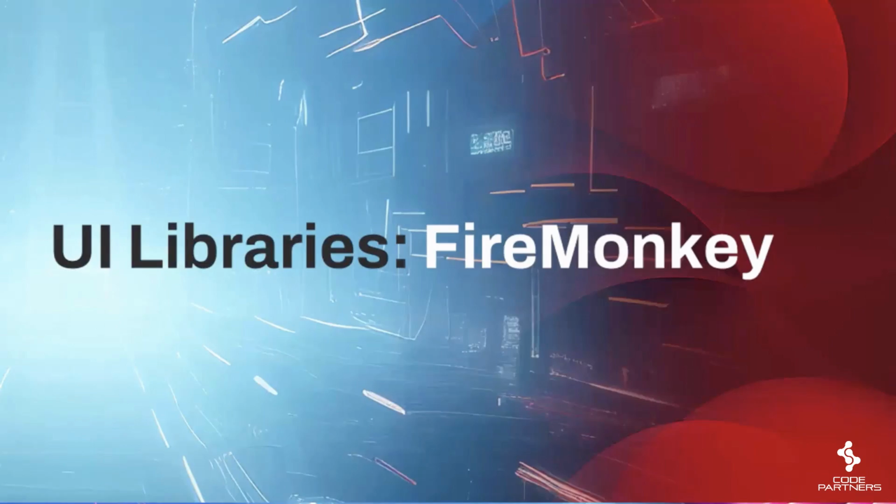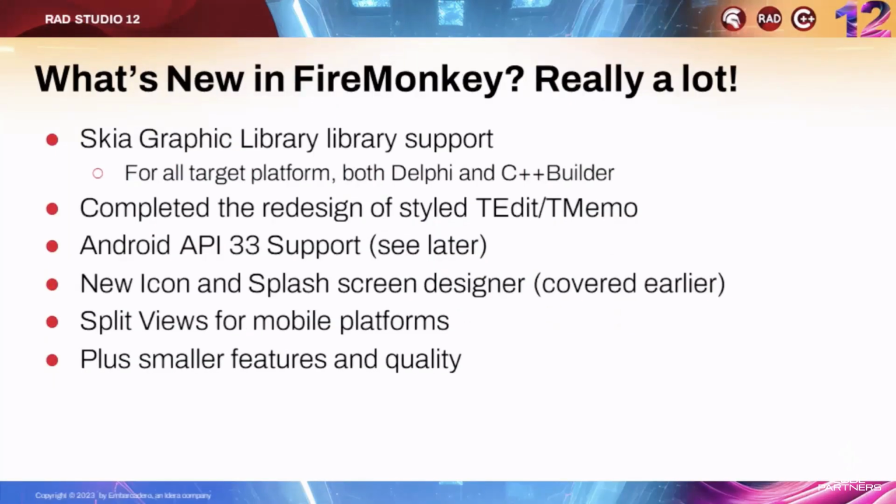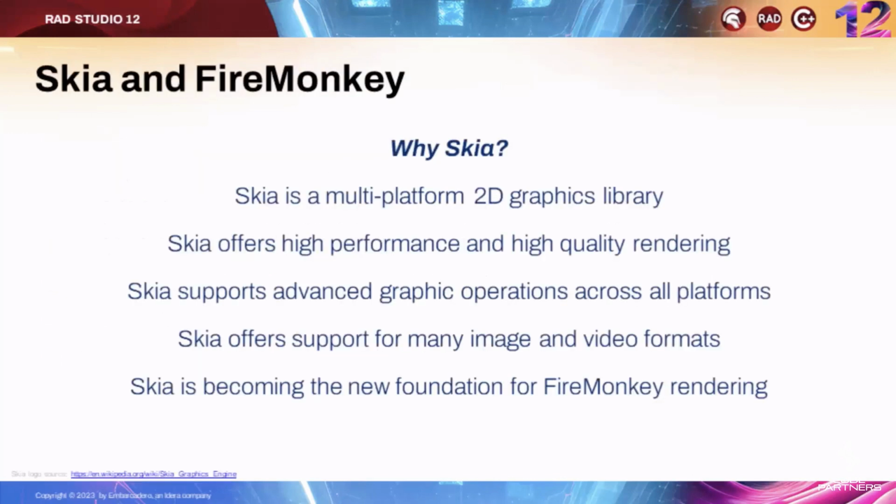Let's start with FireMonkey. There is really a lot new in FireMonkey in this release. There is Skia graphic library support, and we'll get into that in more detail soon. There is a redesign of the style version of the input control, which serves as TEdit and TMemo, depending if it's single or multiple lines. Android API 33 support for Delphi. New icons and splash screen designers we have already covered. Split views for mobile platforms, which is really a small but relevant feature, and a lot of other changes in terms of features and quality. But let me start with Skia.